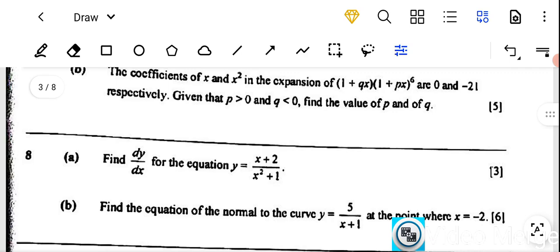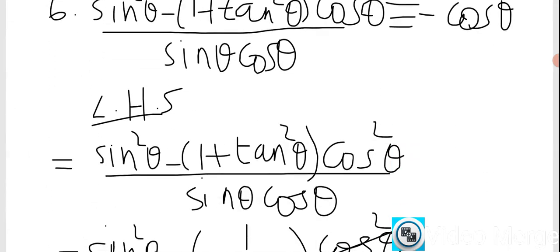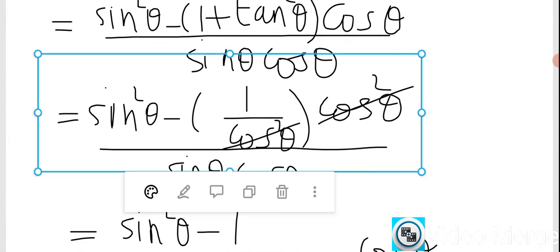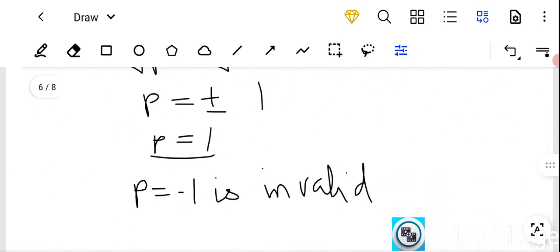Question 8 is a question on calculus. It reads, find dy dx for the equation y is equal to x plus 2 divided by x squared plus 1. This is carrying 3 marks. I don't think that page had enough space, so go to the next page.